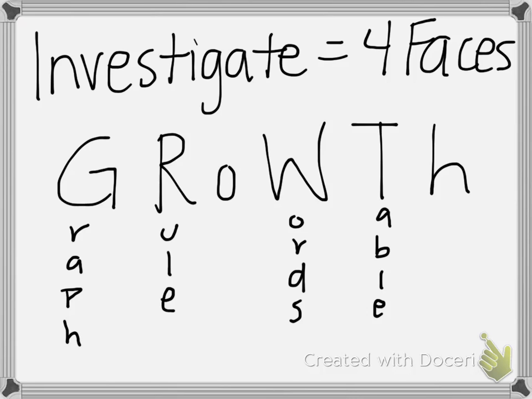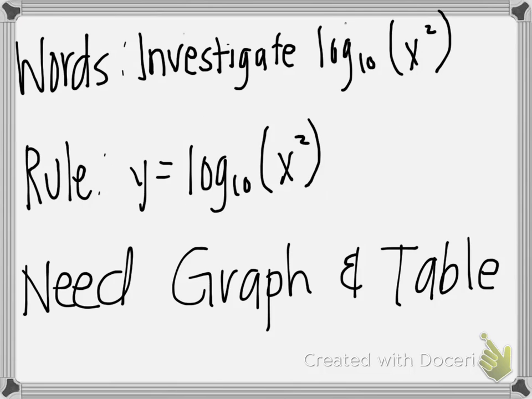G is graph, R is for rule, W is for words, and T is for table. Fortunately for us, the words was given to us when it said to investigate log 10 x squared. Also, the rule is given to us when it says y equals log 10 x squared. In other words, we only needed to solve for the graph and the table.